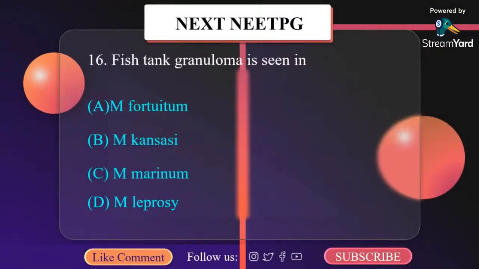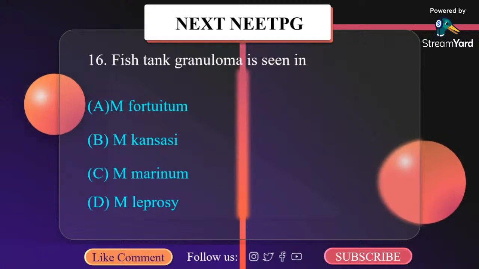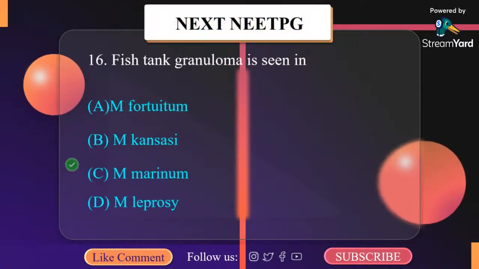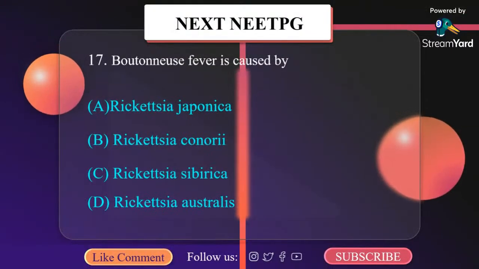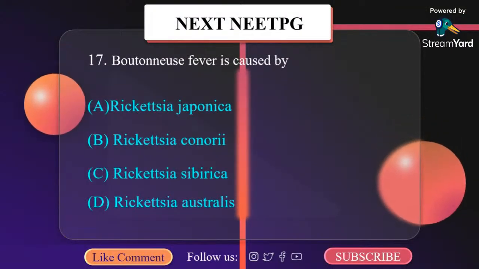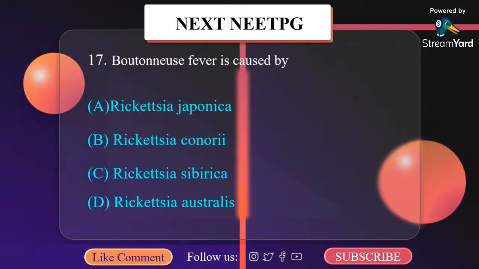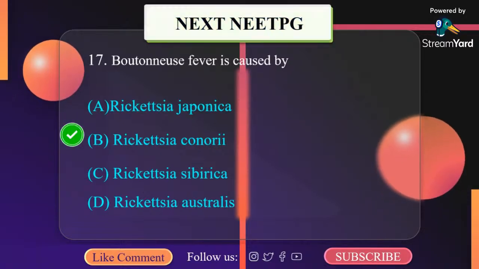Fish tank granuloma is caused by M. fortuitum, M. kansasii, M. marinum, M. leprae. It is M. marinum. Boutonneuse fever is caused by Rickettsia japonica, Rickettsia conorii, Rickettsia sibirica, Rickettsia australis. It is Rickettsia conorii.